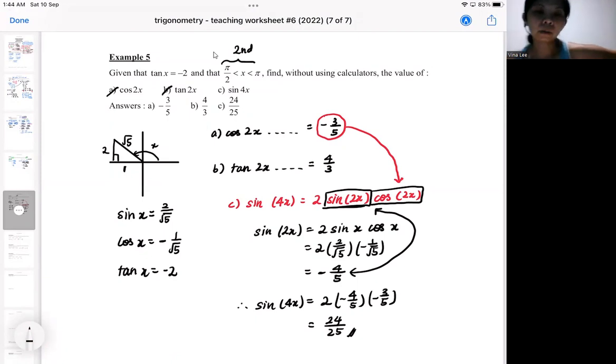So this one you must be able to write out the sine 4x yourself based on the given formula. So you must be able to understand how the double angle formula works.